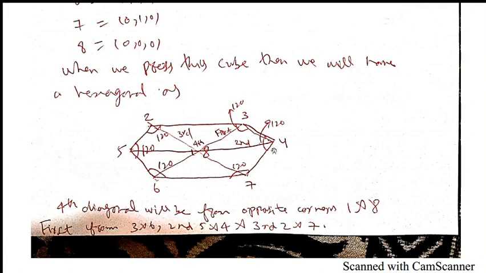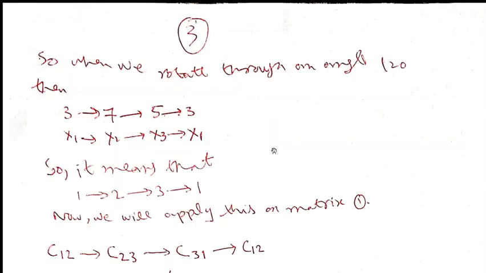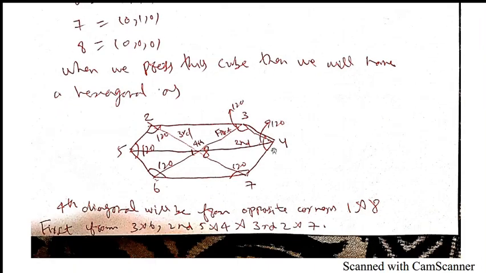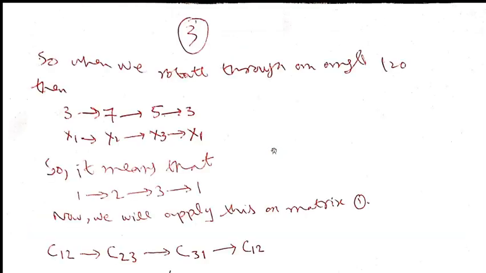And we know what 3 is. 3 is 100, that is x1. And 7 is 010, that is x2. And 5 is 001, which is x3. So by applying this symmetry, x1 will go to x2, x2 will go to x3, and x3 will go to x1. So we have 1, 2, 3, and 1: 1 will go to 2, 2 will go to 3, 3 will go to 1.